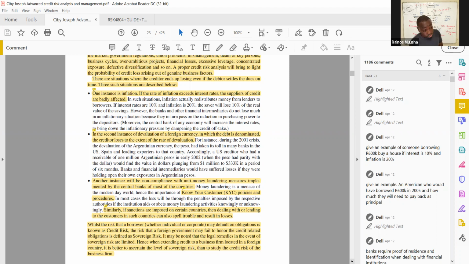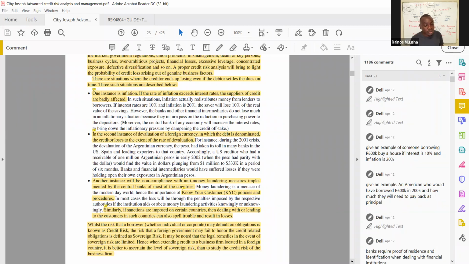Money laundering issues, where you have not done the proper due diligence before you give the customer credit. That's why most banks, if you're applying for a loan, want you to bring your ID and your proof of residence. In a way, they are trying to avoid money laundering issues, so that you know exactly what client you are dealing with and what the background of this particular client is.